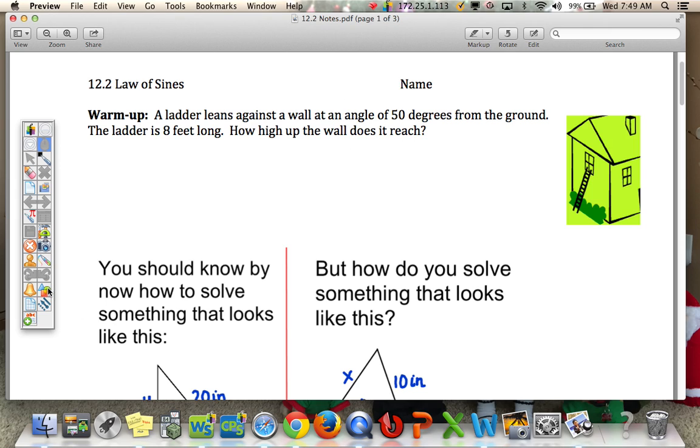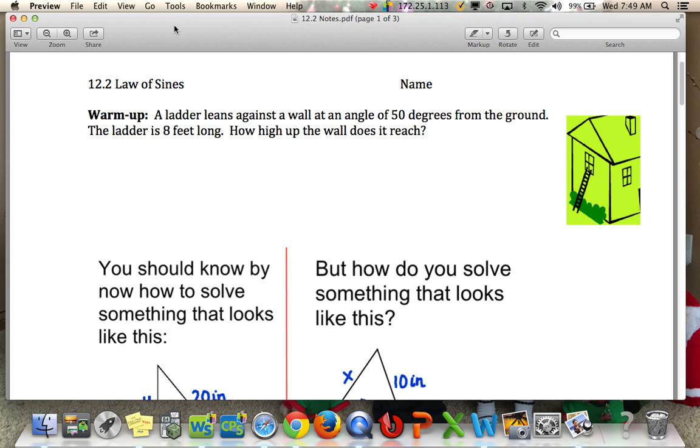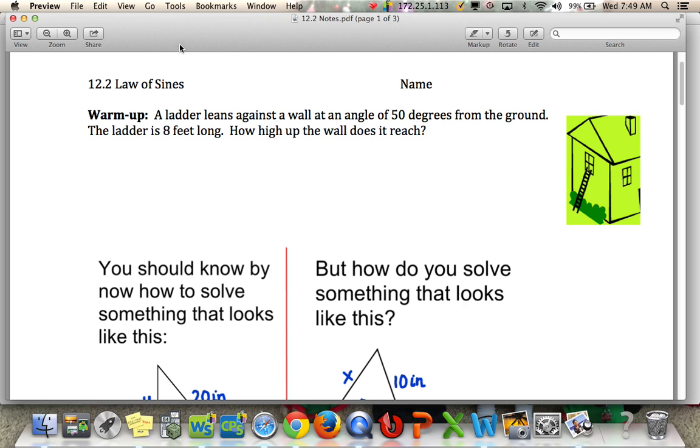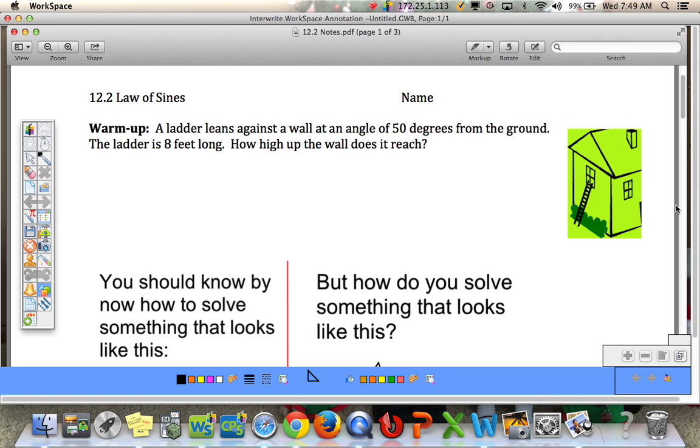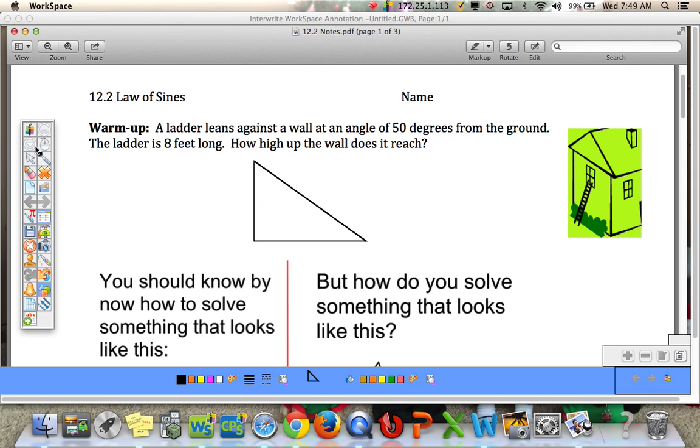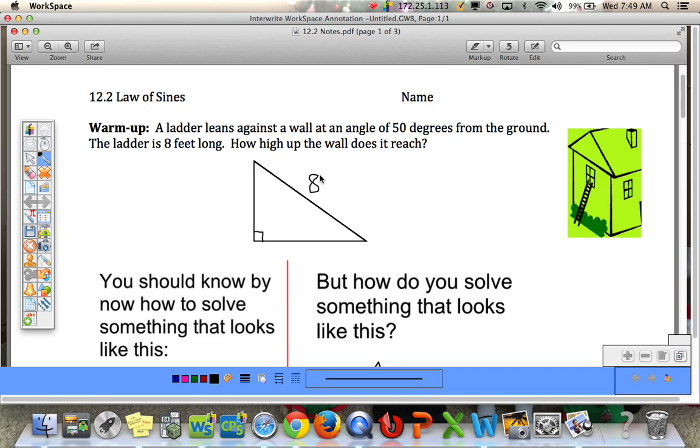So let's start by drawing a picture of the situation. So we're going to start with our triangle here. And we know that the ladder is 8 feet long. And it leans against a wall at an angle of 50 degrees from the ground. We want to know how high up the wall it reaches, so I'll call this x.